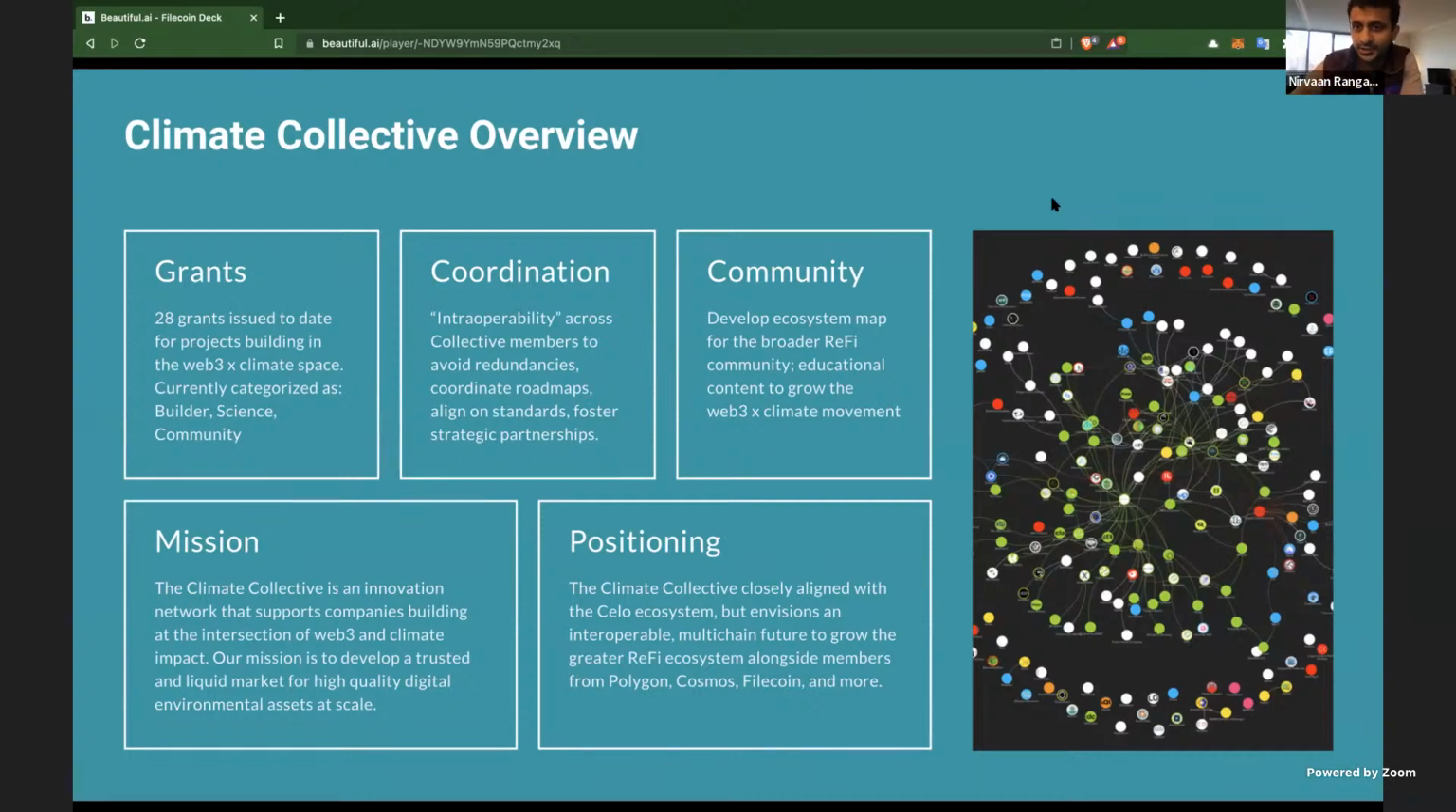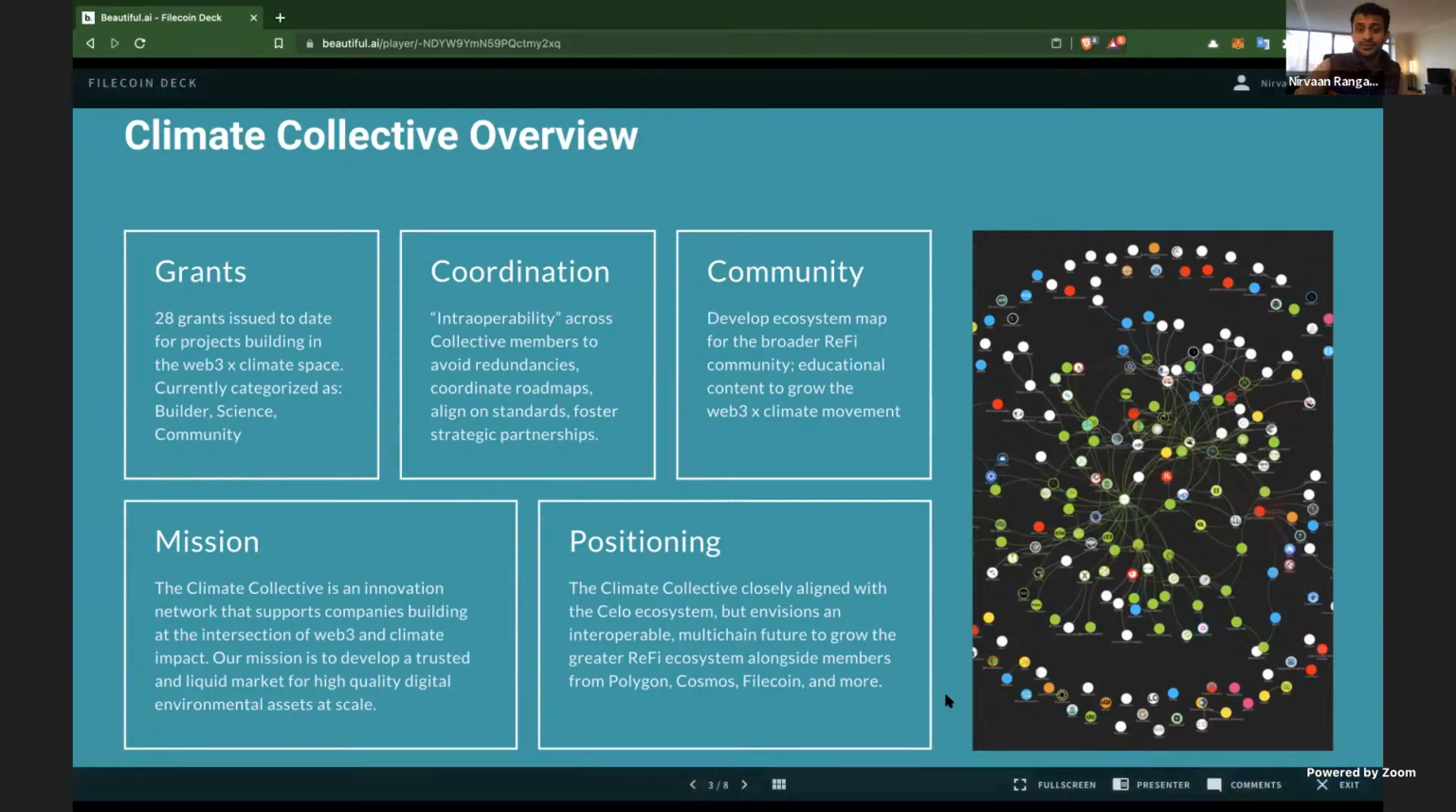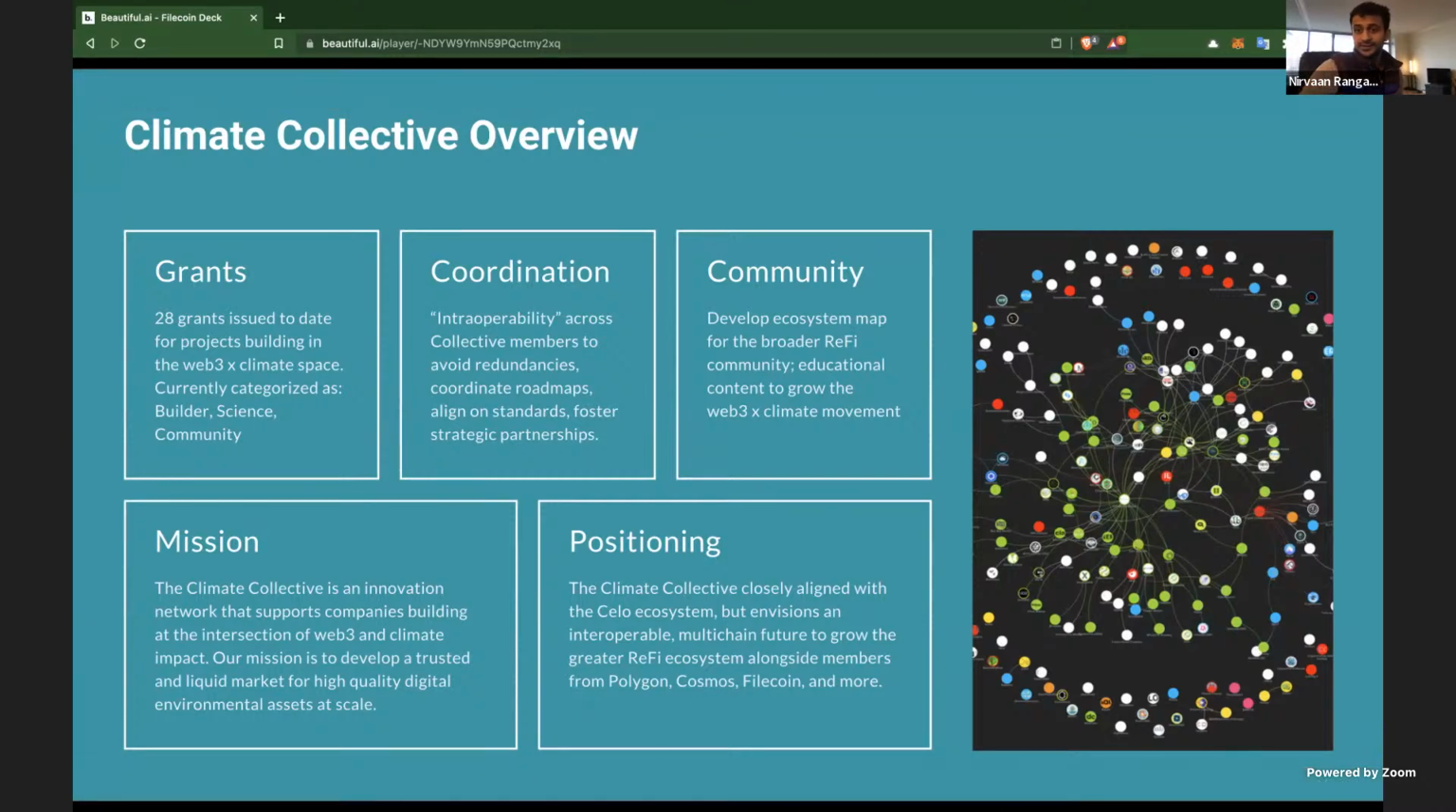Last but very much not least, developing visibility and community education around the broader space. So that's what the map in part is an attempt at, but more broadly supporting Kernel, ReFi podcasts and other such resources that are really helping serve as an on-ramp for a lot of talent and newcomers to the ReFi space.